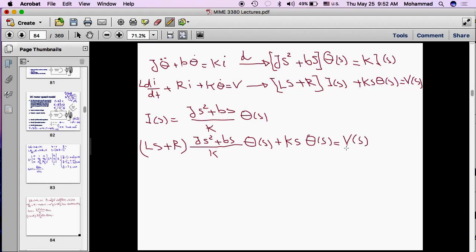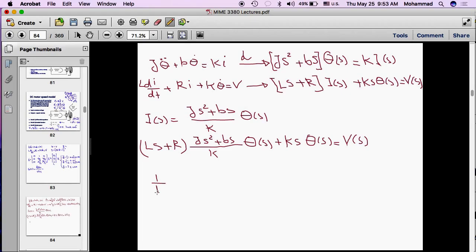plus Ks theta of s, and that is equal to V of s. Now we're ready to form our transfer function, because we now have only two variables. We have theta of s, which is the output, and V of s, which is the input, so we can create the ratio. Now I have to do some algebra, so we need to make k the common denominator. If we make k the common denominator, this becomes k squared times s.